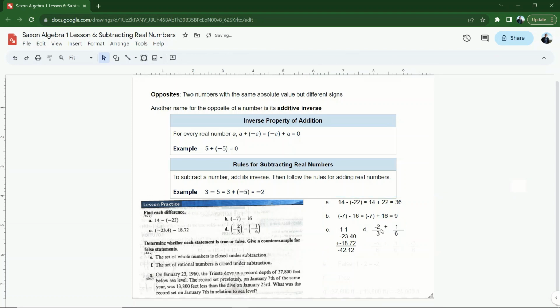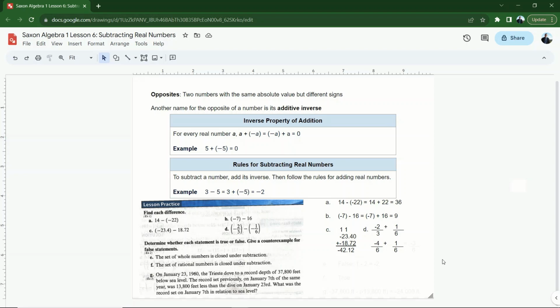Here I have a fractional problem with rational numbers. So -2/3 minus -1/6. Instead of subtracting -1/6, I'm going to add the opposite of -1/6, so plus 1/6. Actually, before I simplify it, I have to get a common denominator. So I'm going to multiply -2/3 by 2/2. That gives me -4/6. Now, when I add fractions, I'm going to add the numerators following the rules for addition, and the denominator just stays the same. The denominator is going to be 6.